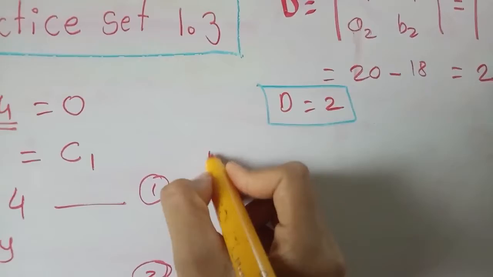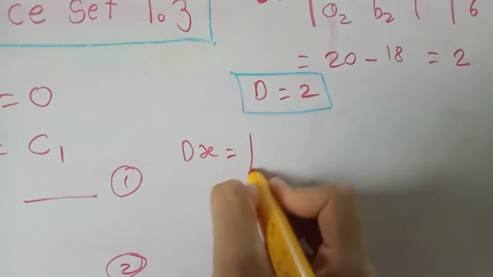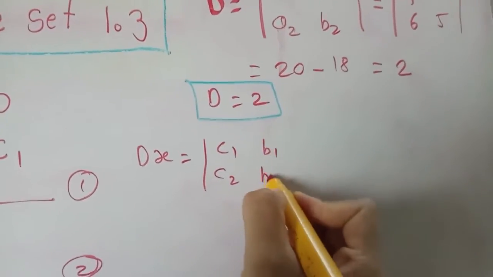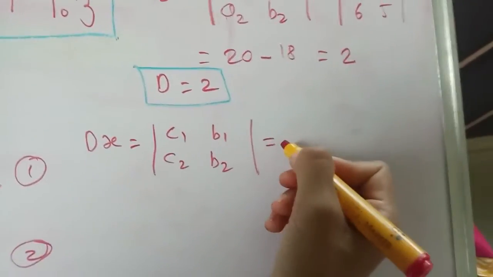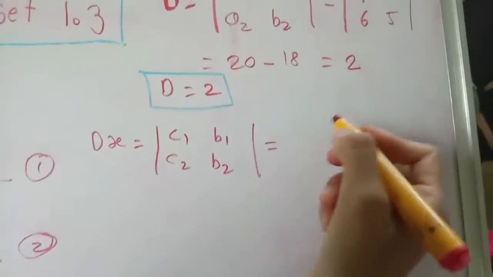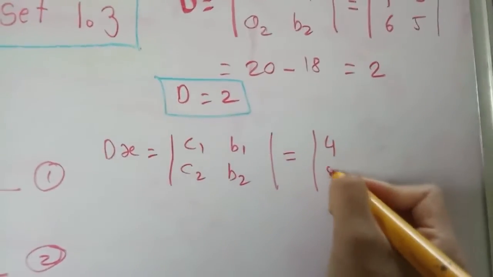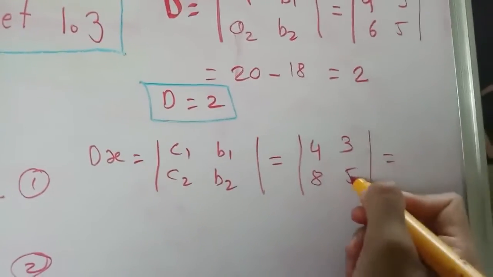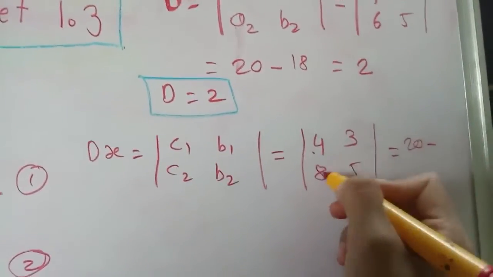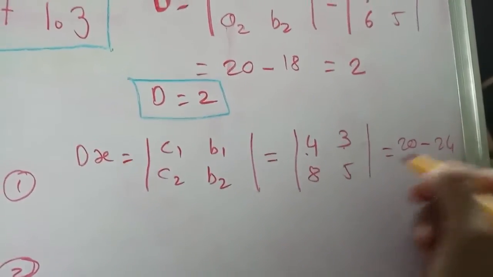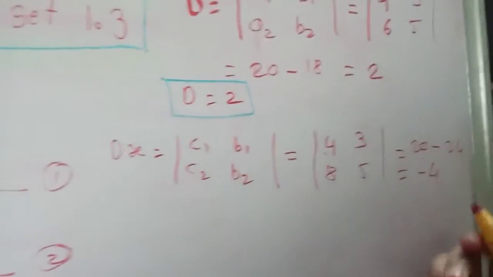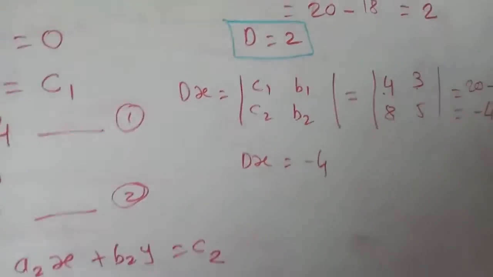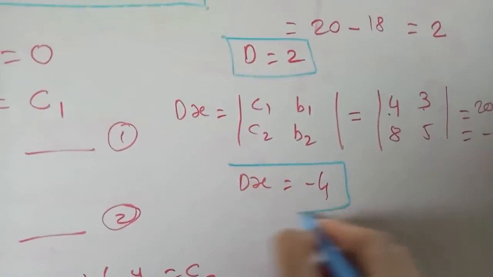Next dx. Dx is equals to c1 c2 b1 b2 is equals to value of c1 is 4 and c2 is 8, 3 and 5. So cross multiplication. 5 4s are 20 minus 8 3s are 24. Value is minus 4. So dx is equals to minus 4.